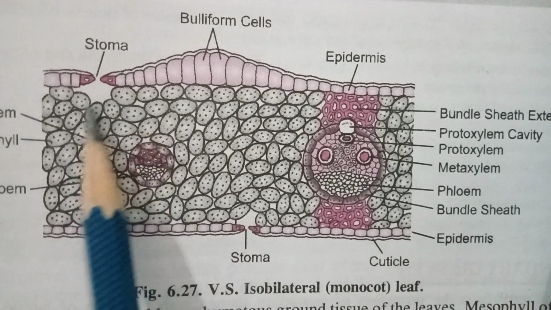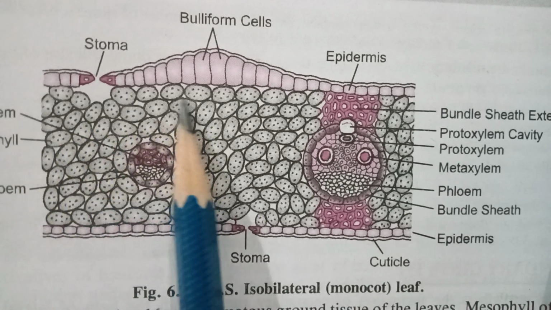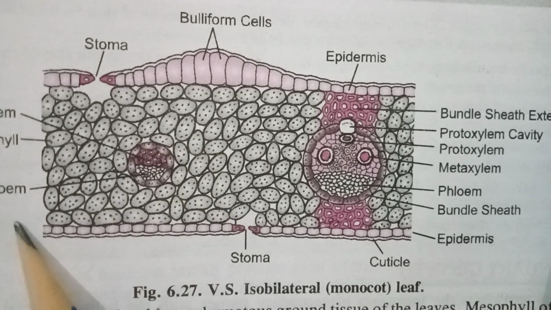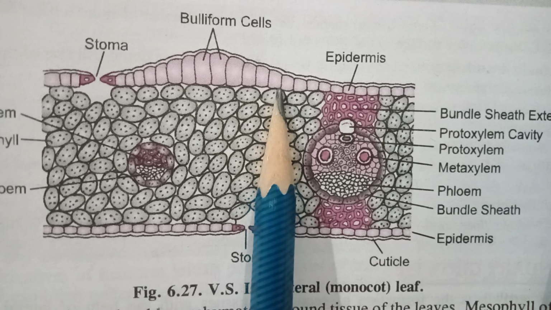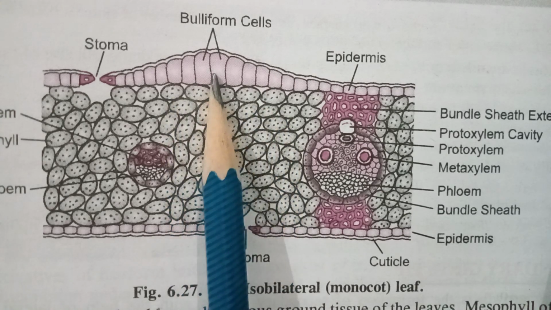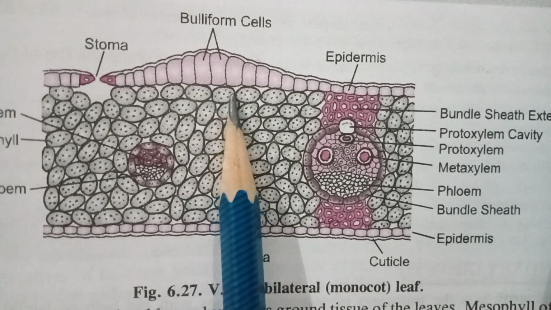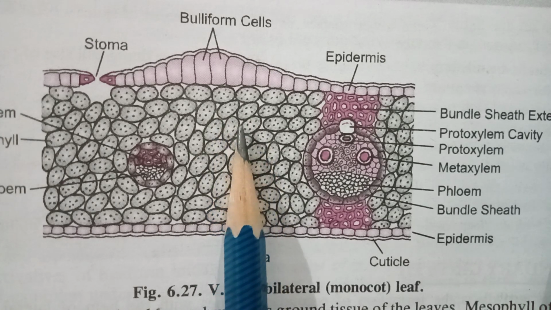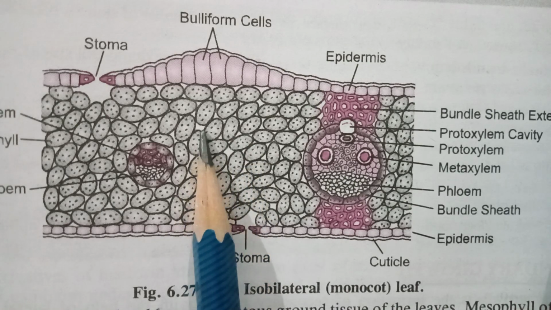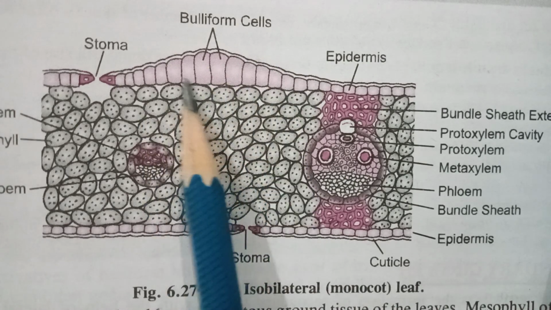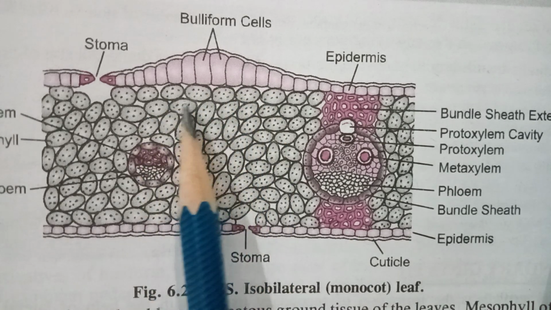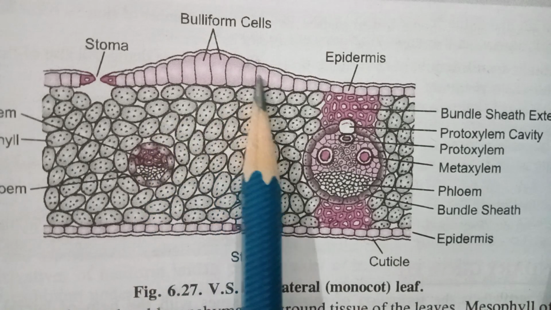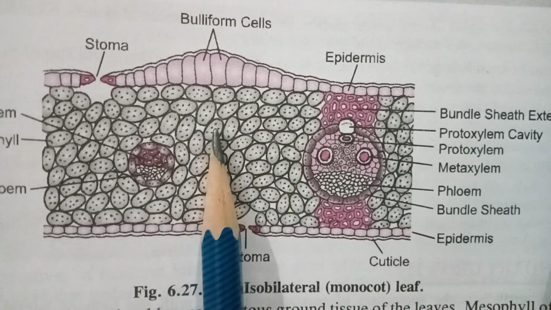As in the dorsiventral leaf, here both the surfaces contain stomata. Apart from these, some epidermal cells enlarge. These are known as the bulliform cells or the motor cells. They become flaccid when water is deficient, so they help the leaves to overcome drought conditions. They store whatever water is present, and that is why they protect the plant from drying up. So these are the bulliform cells which are present in isobilateral leaves.